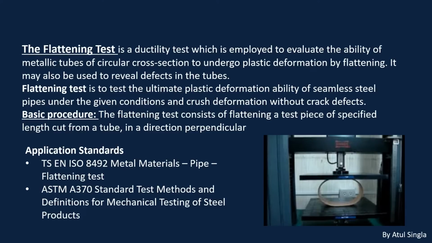Flattening test is one of the destructive tests generally used to evaluate the ability of a metallic tube of circular cross section to undergo plastic deformation. We press it and we can check the deformation. It is used to test the ultimate plastic deformation ability of a seamless pipe. Under given conditions, we have to check up to what level a particular material can go for plastic deformation.